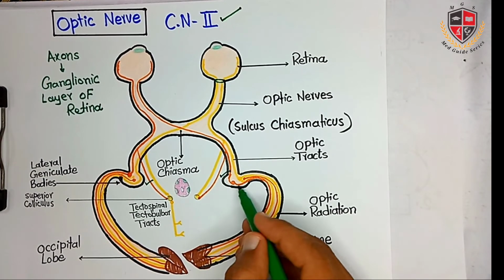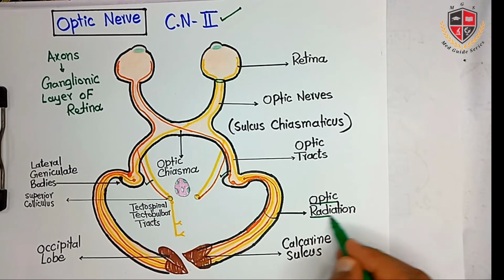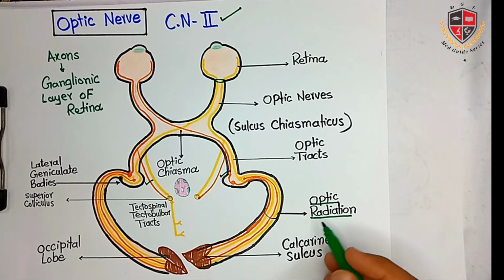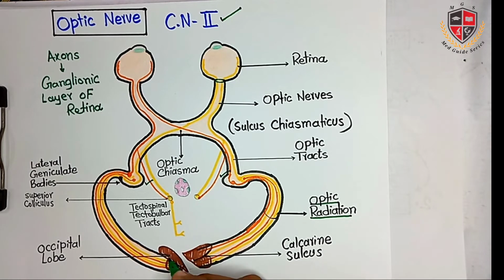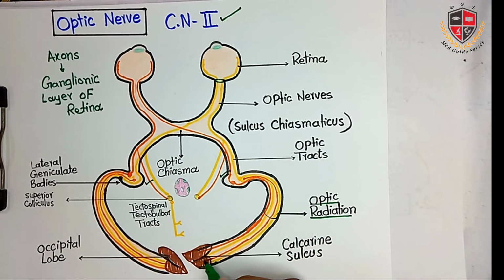From the lateral geniculate bodies, optic radiations emerge and they terminate at occipital lobe. This is the occipital lobe, calcarean sulcus, and here the optic radiation from lateral geniculate bodies terminate.